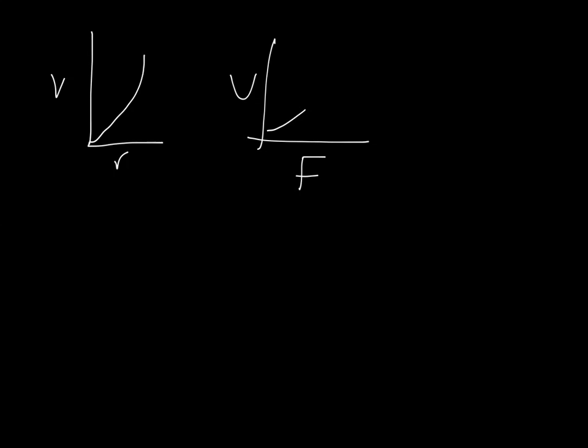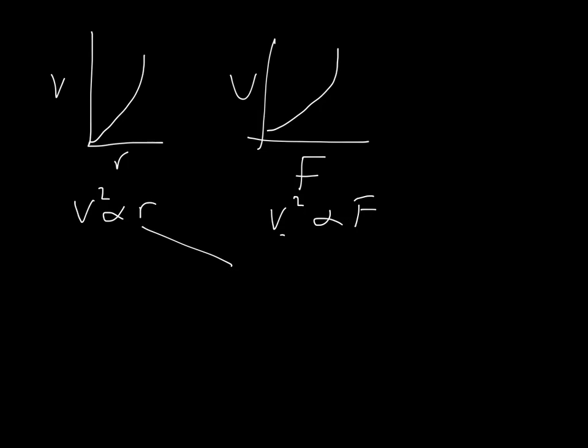Okay, from the lab, you're going to get two graphs. You're going to have one graph that's speed versus radius, and one graph that's speed versus force. Both of these graphs should end up being curved, like that. And so from these graphs, we can see that speed squared is proportional to r, and that speed squared is proportional to F.